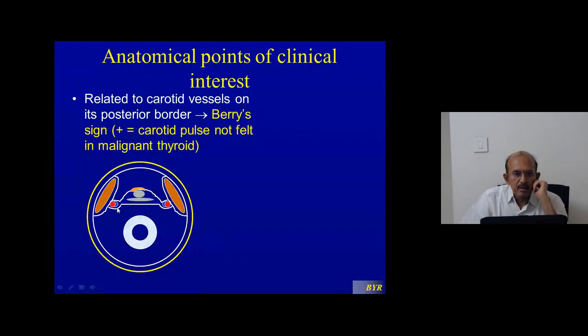This is the pretracheal fascia. This is the prevertebral fascia. This is the sternomastoid muscle. Here is the carotid artery and internal jugular vein, trachea and esophagus, and here is the thyroid gland. Now the thyroid gland enlarges, one lobe enlarges. While the gland is enlarging, it gradually pushes the carotid vessels and internal jugular vein backwards, if it is due to benign swelling.